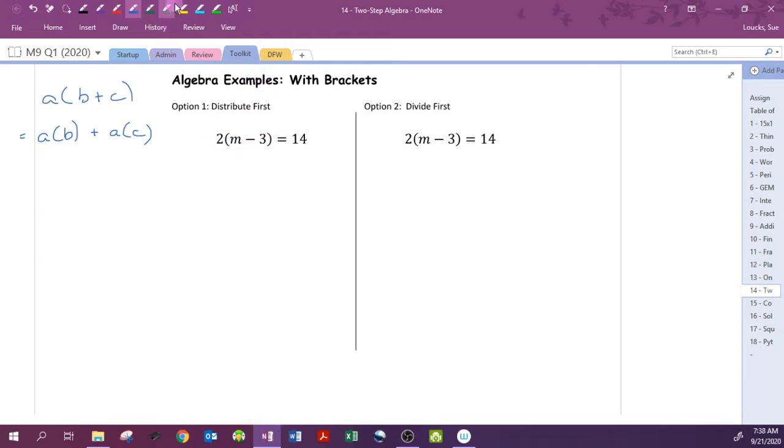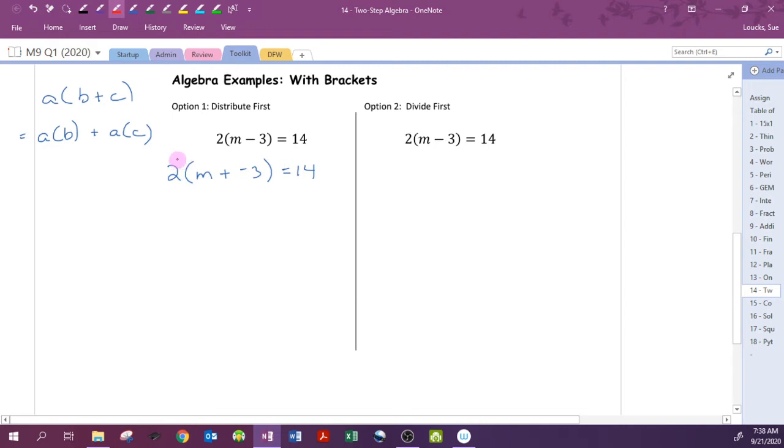I find that for some students it's really helpful, instead of having it written like this, to think of it as I have 2 times m plus negative 3. Now I will use minus and plus negative pretty much interchangeably because they do mean the same thing. This means I have an m and I have a negative 3. This is completely equivalent to this. It's just written this way, it might make a little more sense.